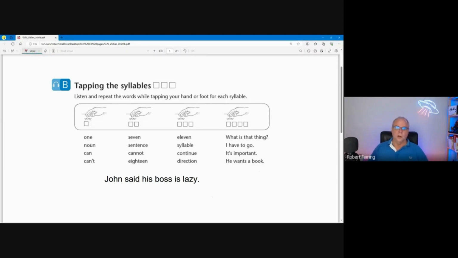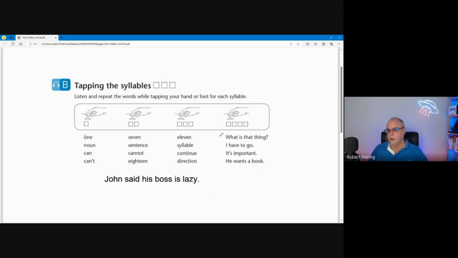Okay, so we use the sound of a vowel to form a syllable in a spoken word. In the word one, I make one vowel sound. One. In the word seven, I make two vowel sounds. Seven, and it's a two-syllable word. In the next word, eleven, I make three vowel sounds and I have three syllables.